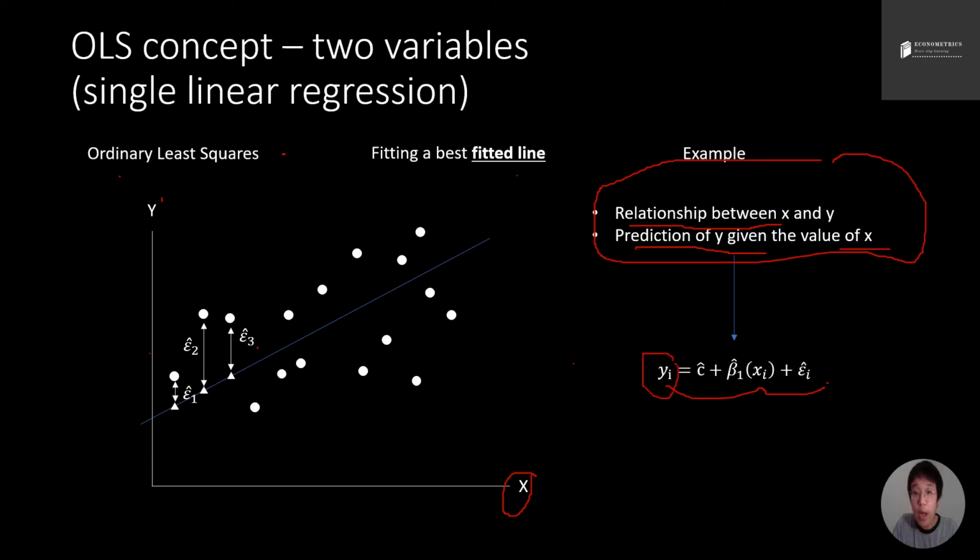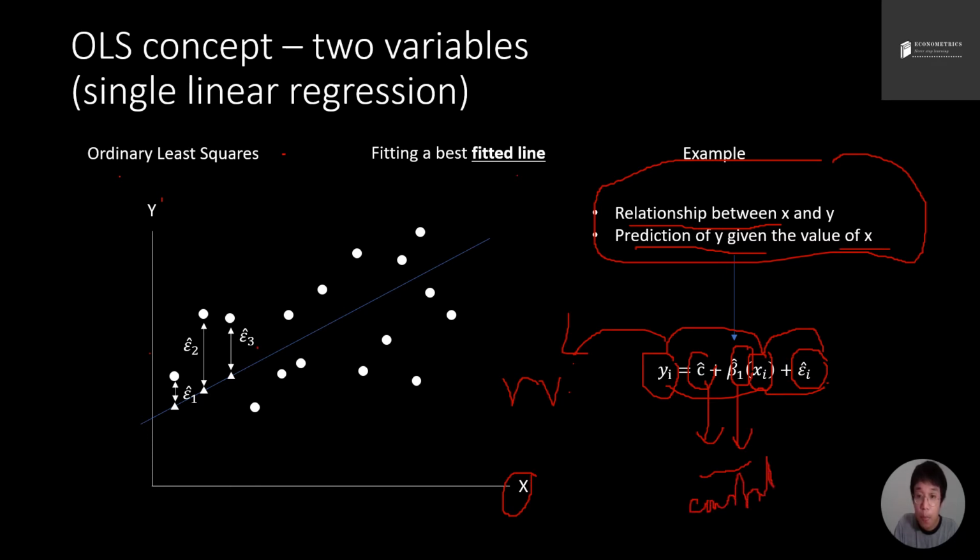You have yi, you have xi, you have epsilon i, right? All of these three are what we call random variables, right? And this one is your intercept, this one is your beta one, and both of them are constants. All right, so that's all about it for these particular slides. Let's go to another slide.